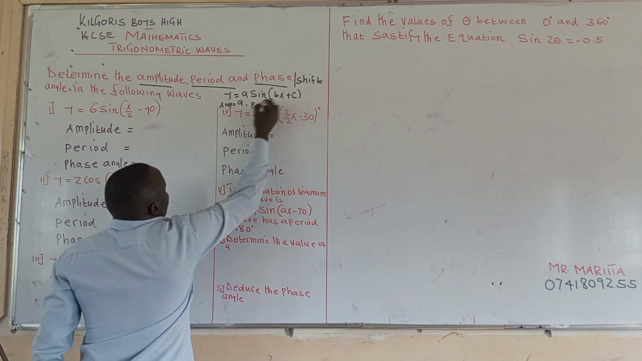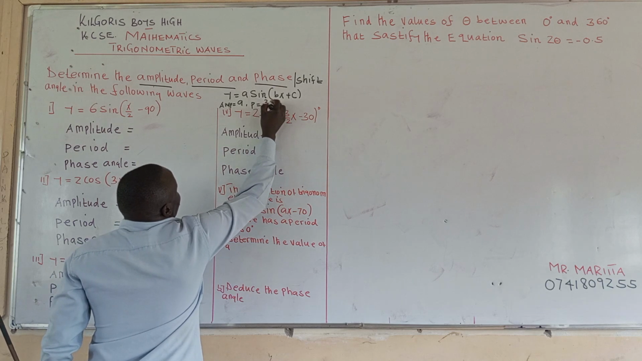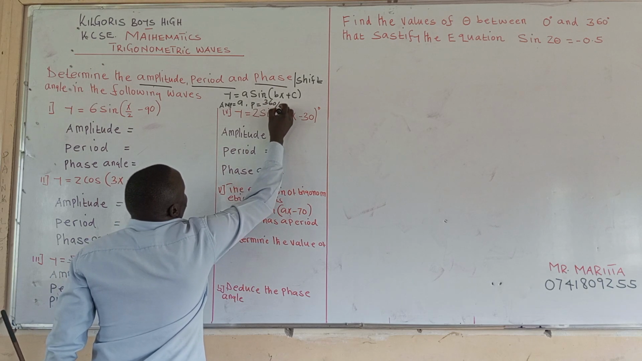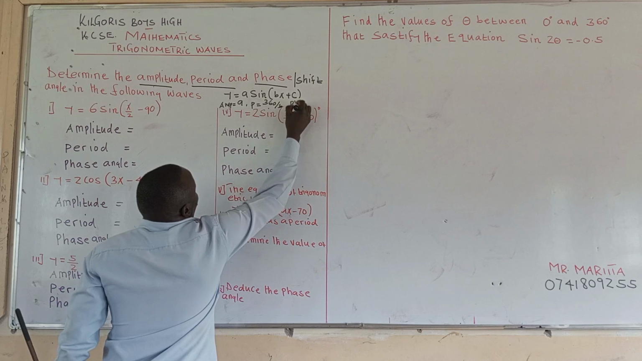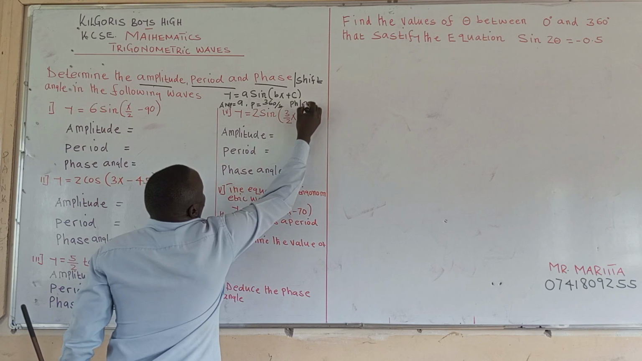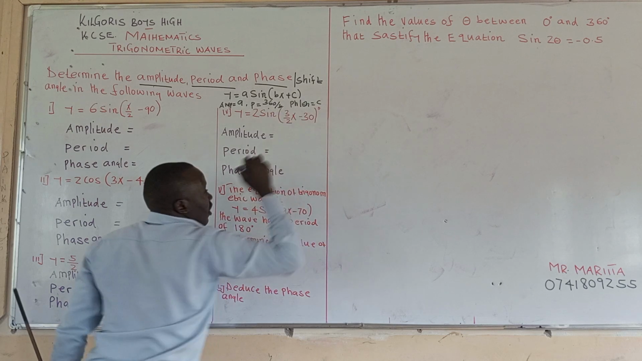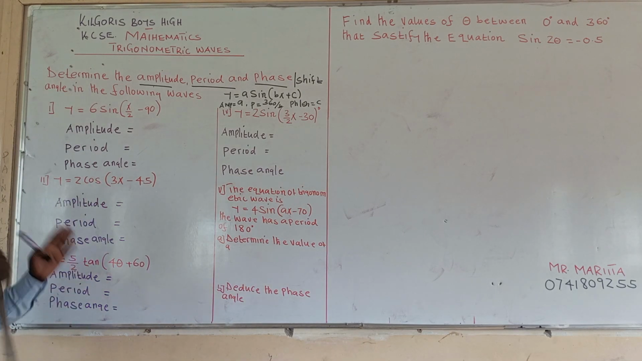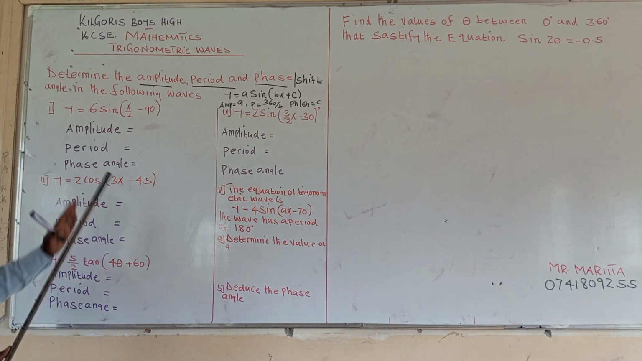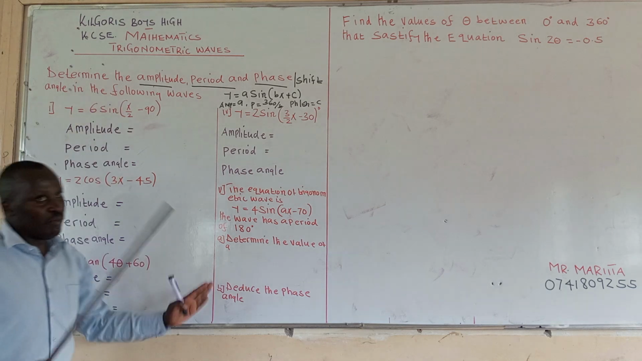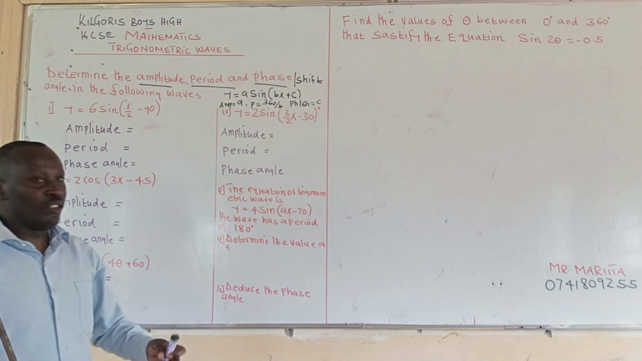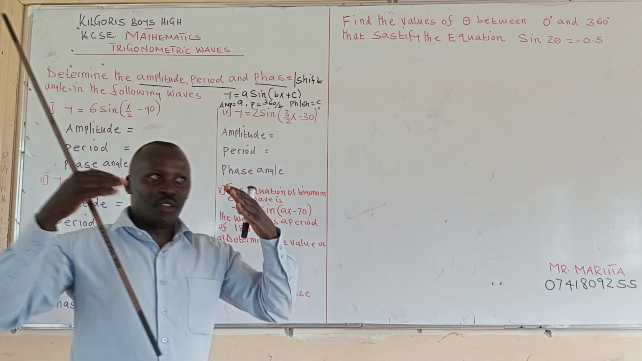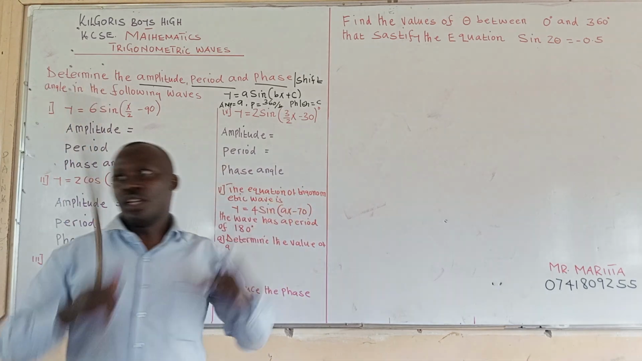So we have amplitude is equals to that. Period is equals to 360 divided by p, and then the phase angle, or the shift angle, is equals to the constant c. So this is the simplest way of finding the period, the amplitude, and the phase or shift angle of the wave.